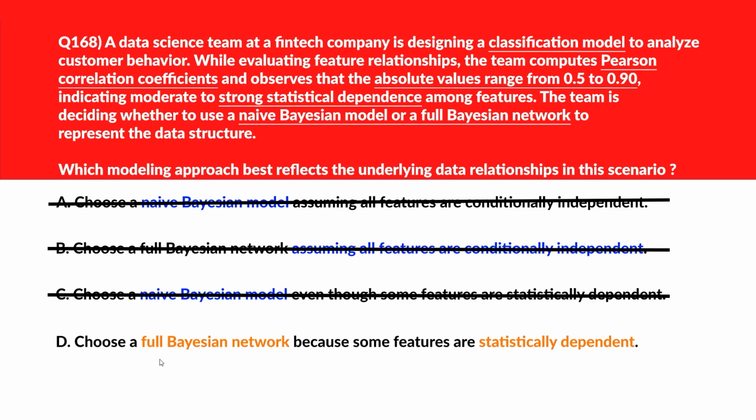D says choose a full Bayesian network because some features are statistically dependent. Full Bayesian network captures inter-feature dependencies aligning with observed correlation values. That being said, option D is the right answer.